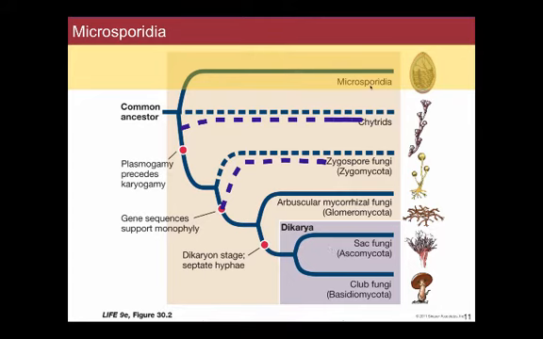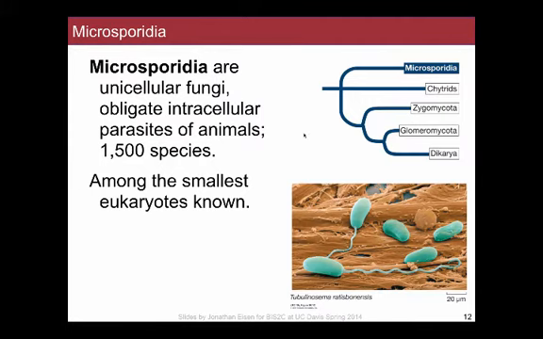So the first group we're going to talk about are the Microsporidia. Microsporidia are all obligate, all the ones that are known are obligate intracellular parasites of animals. There are something like 1,500 species that have been described. I'm sure there are many, many more that are out there. Every time someone looks for a new Microsporidia, they frequently find them. So it's just, there's a lot of diversity there, not yet very well understood. They are incredibly small, their cells, hence the name Microsporidia.